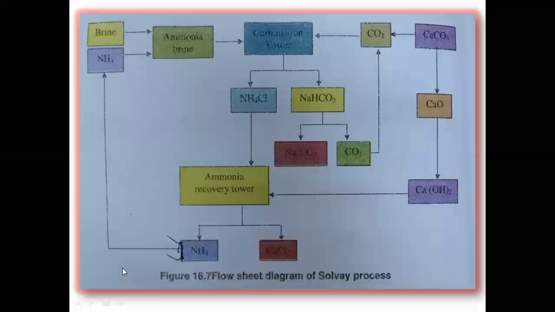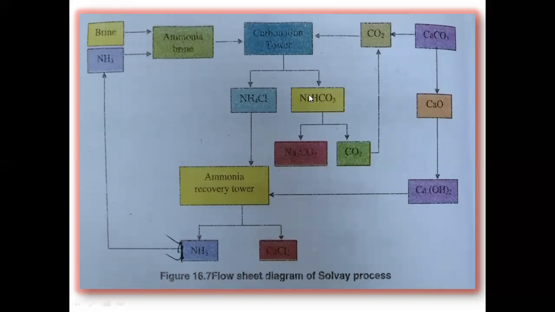So the overall flow sheet diagram of the Solvay process: you can see the first one is a concentrated solution of sodium chloride, and ammonia gas is passed over there. They will give us ammonia brine. This ammonia brine is then passed to a carbonating tower. In the carbonation tower, carbon dioxide is passed through this ammonical brine, and after carbonation, it will give two products, ammonium chloride and sodium hydrogen carbonate. This is also called sodium bicarbonate.